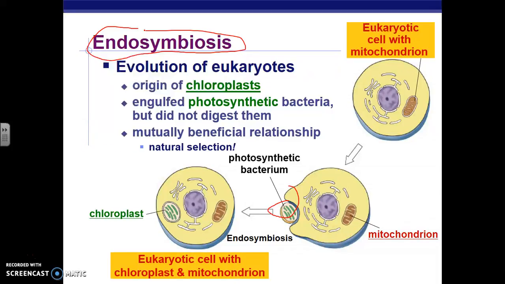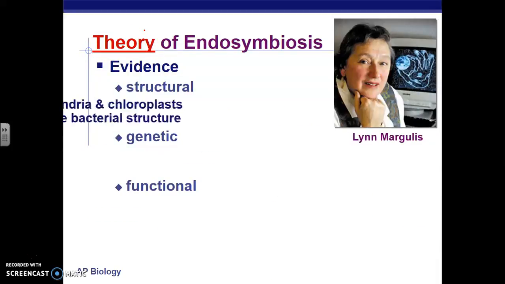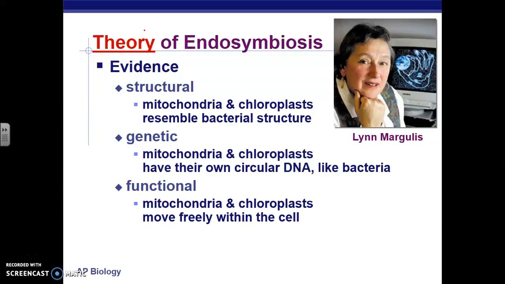Now, once again, we need to go to the evidence that supports this theory of endosymbiosis. The first form of evidence is structural evidence, and it's the idea that the mitochondria and chloroplasts look like bacteria. They have a very similar structure to early bacteria on the Earth.